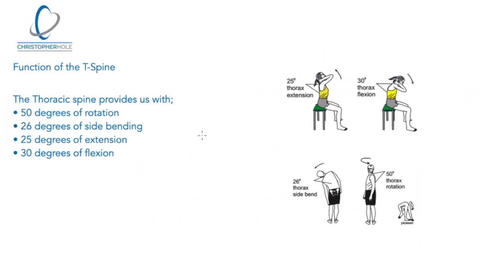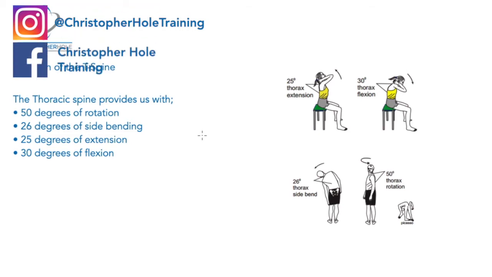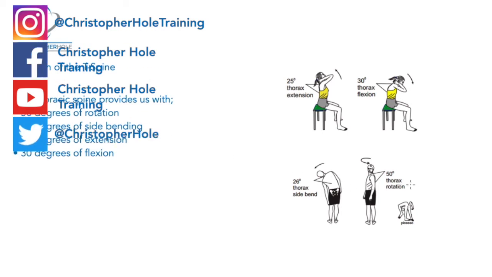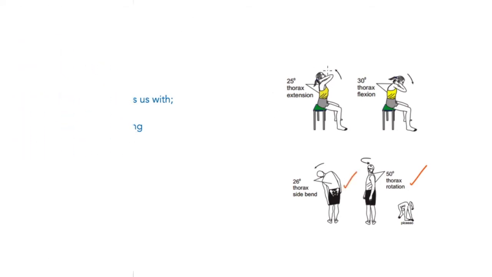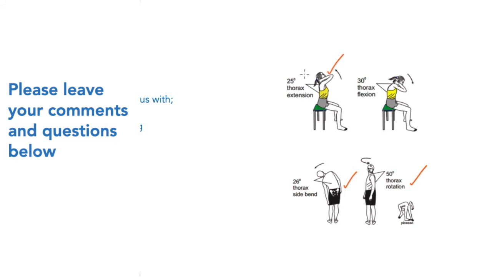And finally, before we get into the 5 effects, just quickly look at the movement of the thoracic spine. As you can see here, the spine provides us with up to 50 degrees of rotation, 26 of side bending. We've then got 25 degrees of extension, which is the main one that we're going to be focusing on. And then we've got 30 degrees of flexion, which is bending forward.